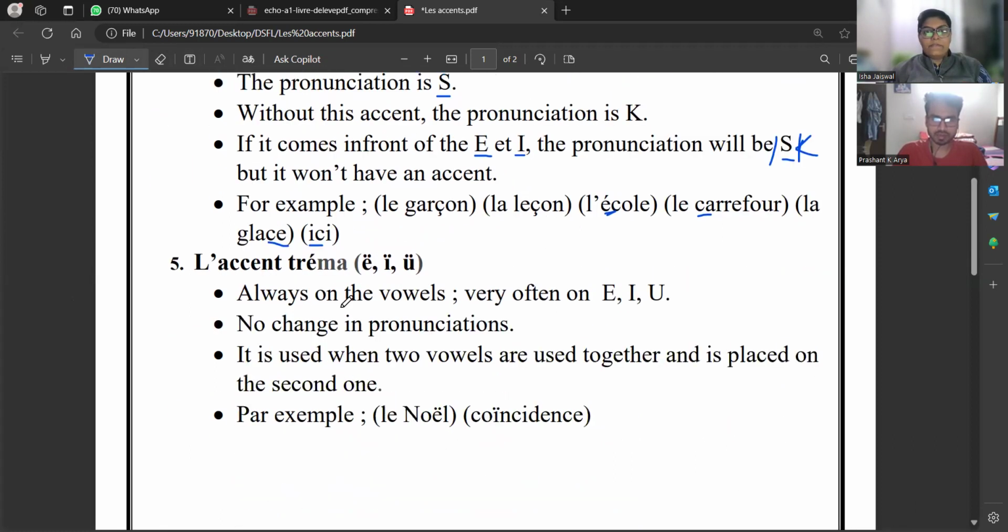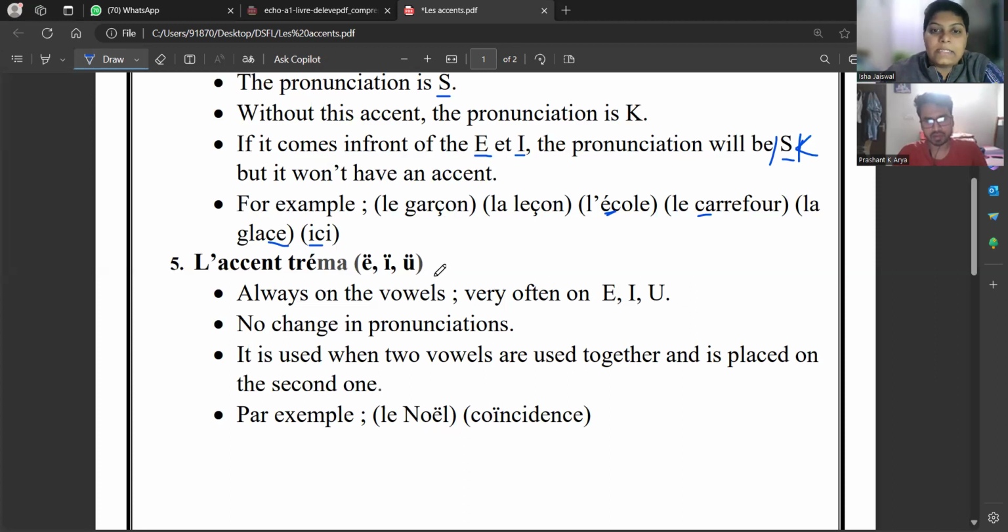Then the fifth one, tréma. This accent is on all the vowels, but mainly you will find it on E, I, and U only. It's on A and O also, but those are rare; E, I, and U are very common. There is no change in the pronunciation. This accent is used when you have to break the word into two parts, and it comes when two vowels are used together.